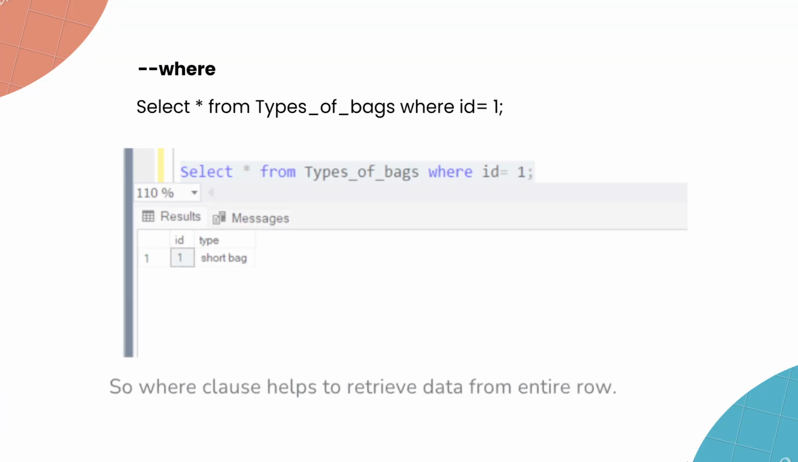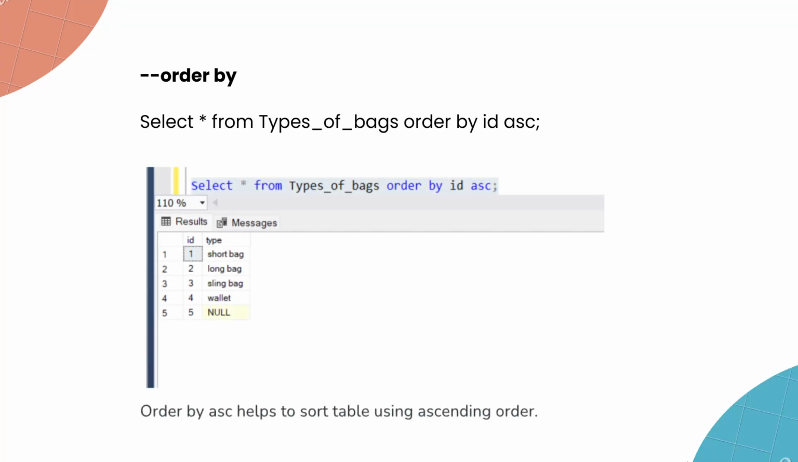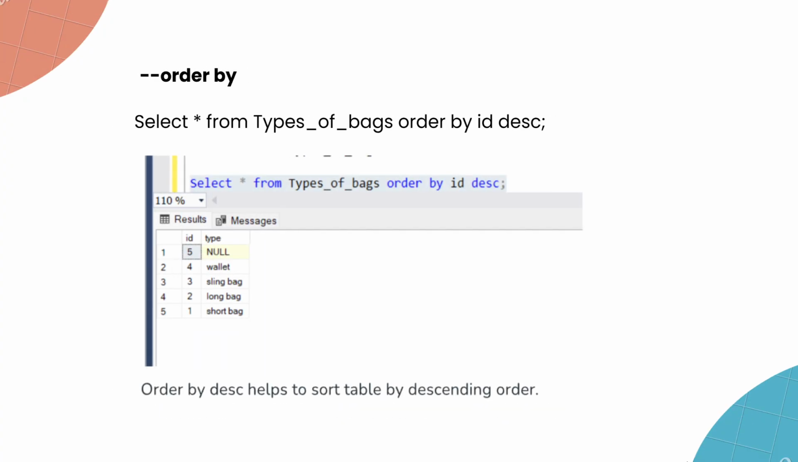Here is an example of a WHERE clause, which helps us to retrieve data from the entire row. Here is an example of an ORDER BY clause with ASC, which helps us to sort the table in ascending order. Here is an example of ORDER BY DESC, which sorts the table in descending order.